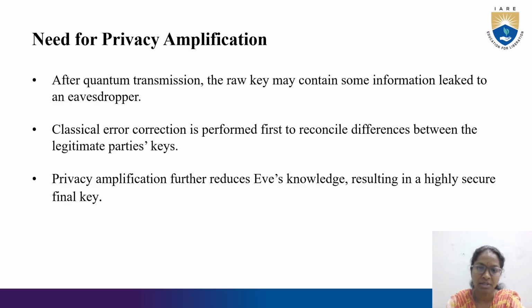Privacy amplification further reduces Eve's knowledge, resulting in a highly secure key. By using this amplification, the eavesdropper is unable to gather information about the key, so the communication is well secured. By this quantum cryptography, we can communicate information and send messages all over the world.